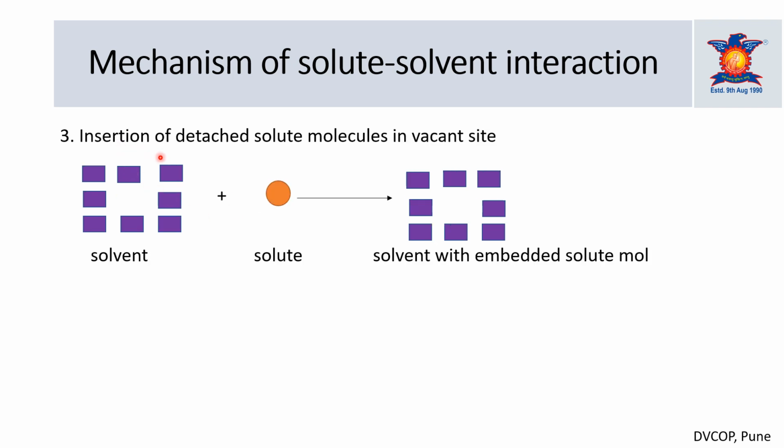The last step in the solute-solvent interaction is the insertion of a detached solute molecule into a vacant site of a solvent. So here is the detached solute molecule. This detached solute molecule is inserted into the vacant site of a solvent and the result is like that. So here the solute molecule is embedded in the solvent.